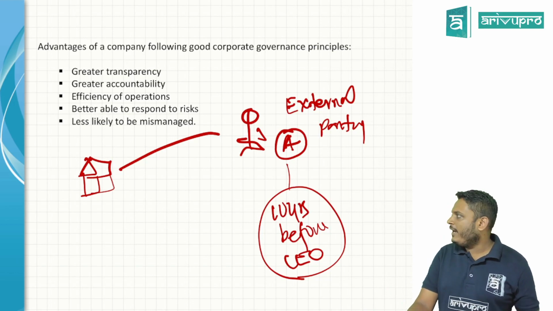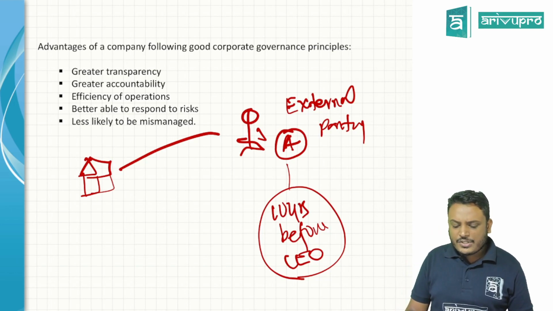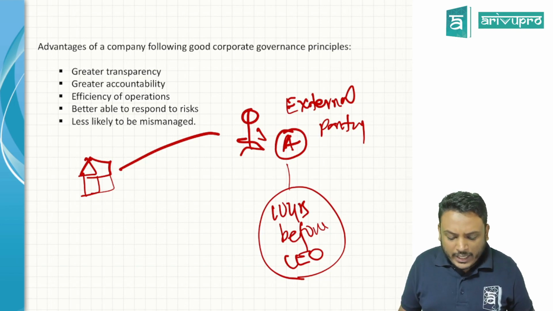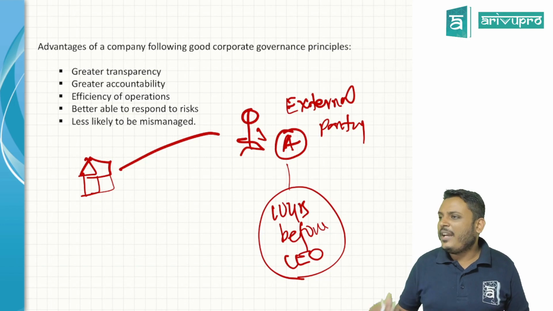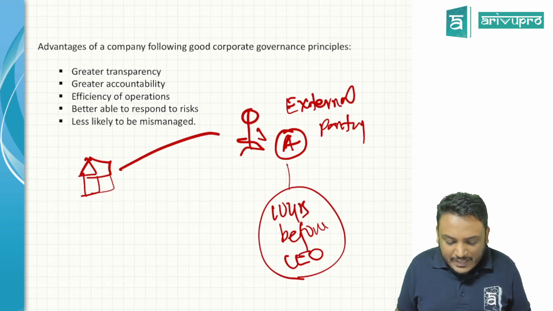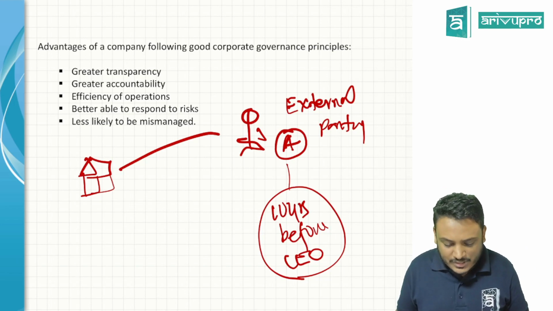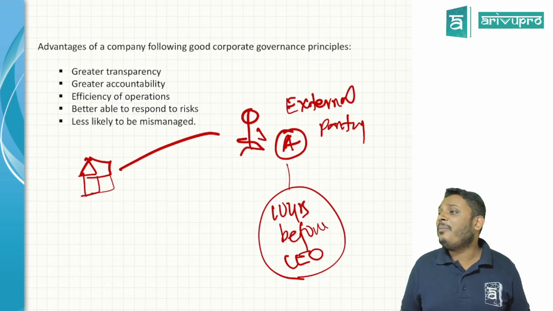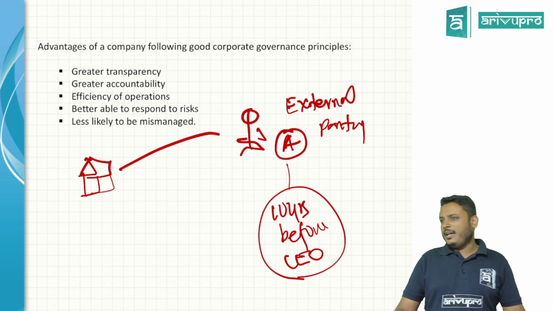Understood? Okay, now let's move to the tute. The advantages of corporate governance. Can you understand? First one is greater transparency. More transparent procedures. And a greater accountability. We are answerable. Efficiency of operation. Operations become more efficient. Better able to respond to risk, because there is a committee called the risk committee. We are able to respond. Is it possible to mismanage? The control environment is too strong. Therefore, it's not possible. So these are the advantages or purpose of corporate governance. Right?